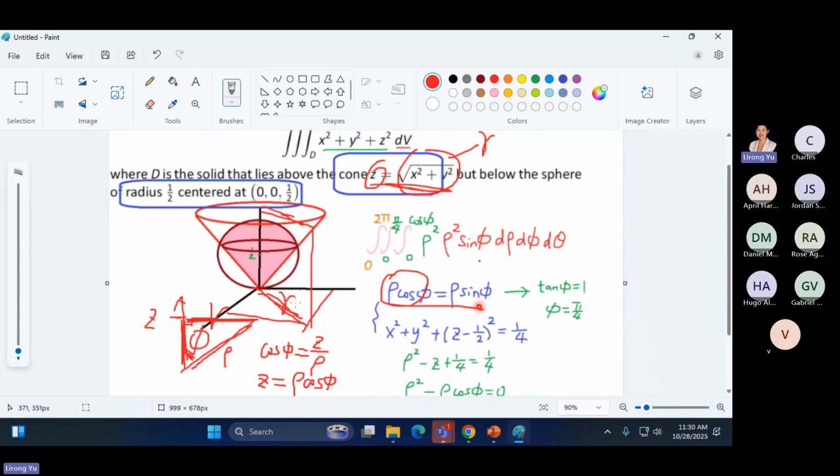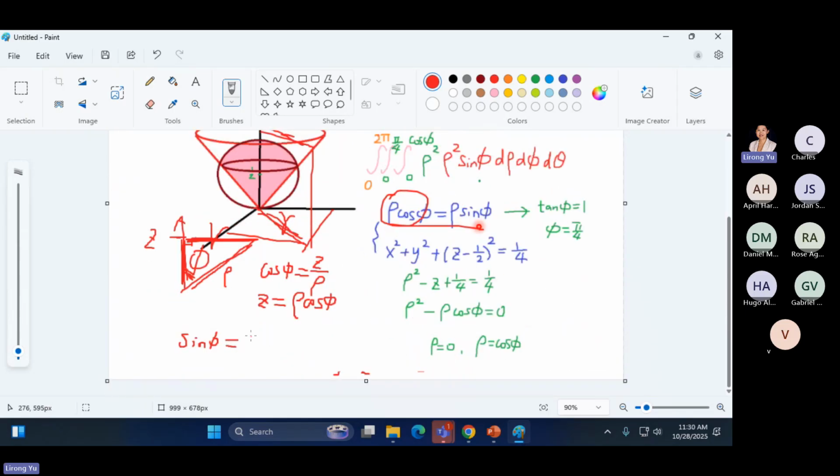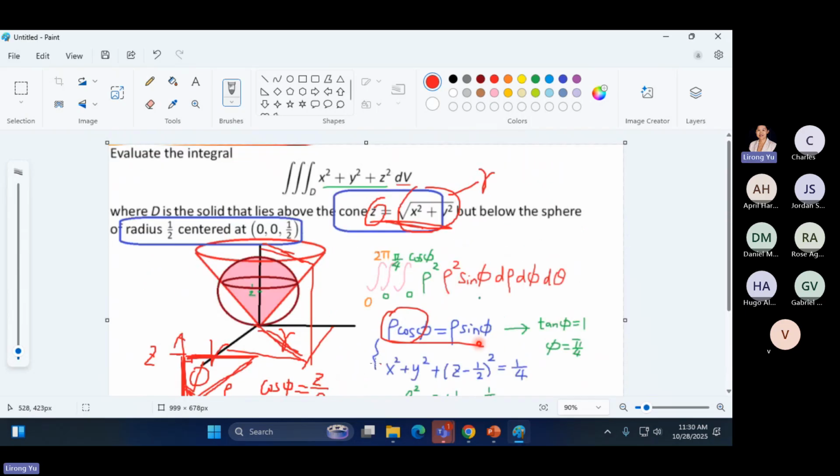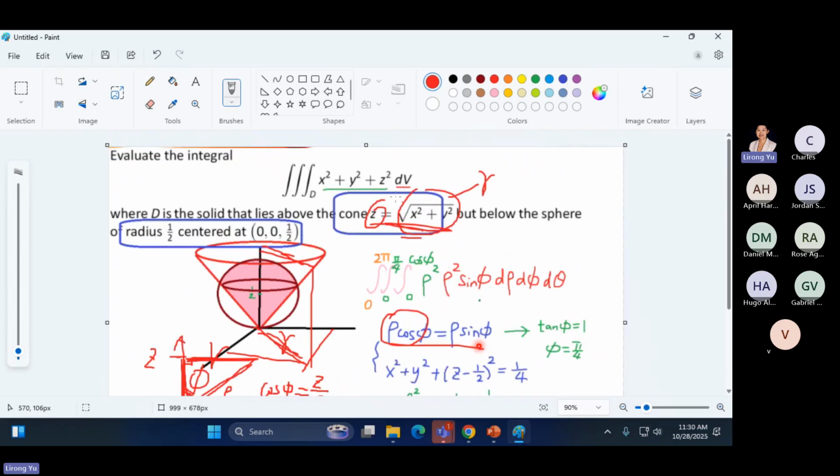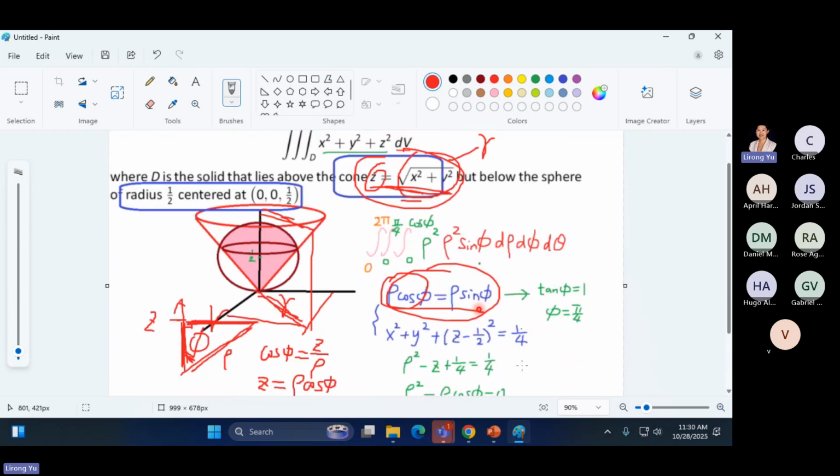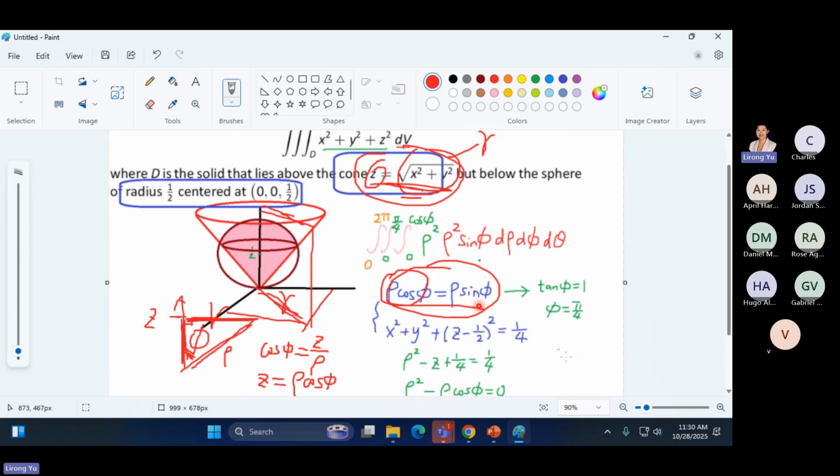That was this r. Sine phi equal to opposite, which is r over rho. So the r actually equals rho sine phi, which also equals the square root of x squared plus y squared. So this basically becomes this. Okay, and which is actually indicating that rho is indicating the angle of the cone.